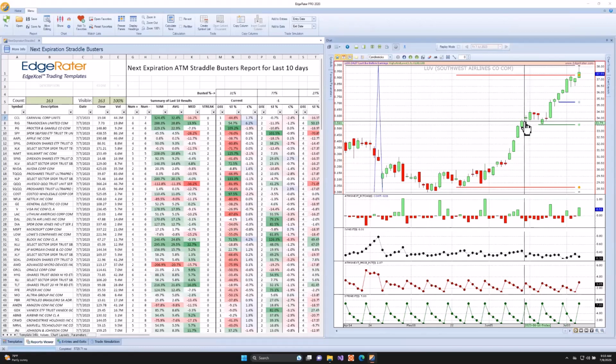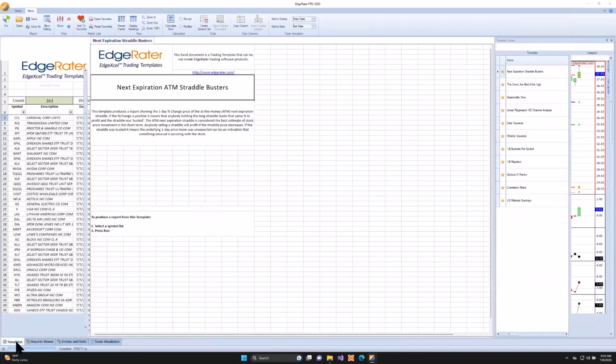So I think it does pay to pay close attention to the stocks that are having unexpected moves. That's really what I wanted to say about that template. And now let's move on to some of the other core templates.